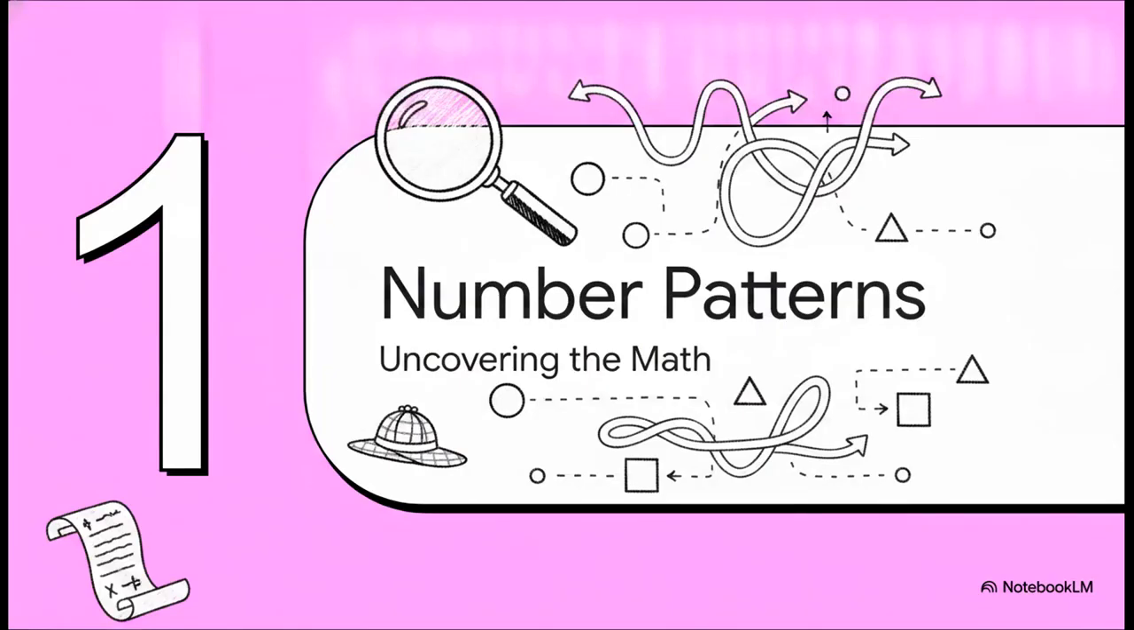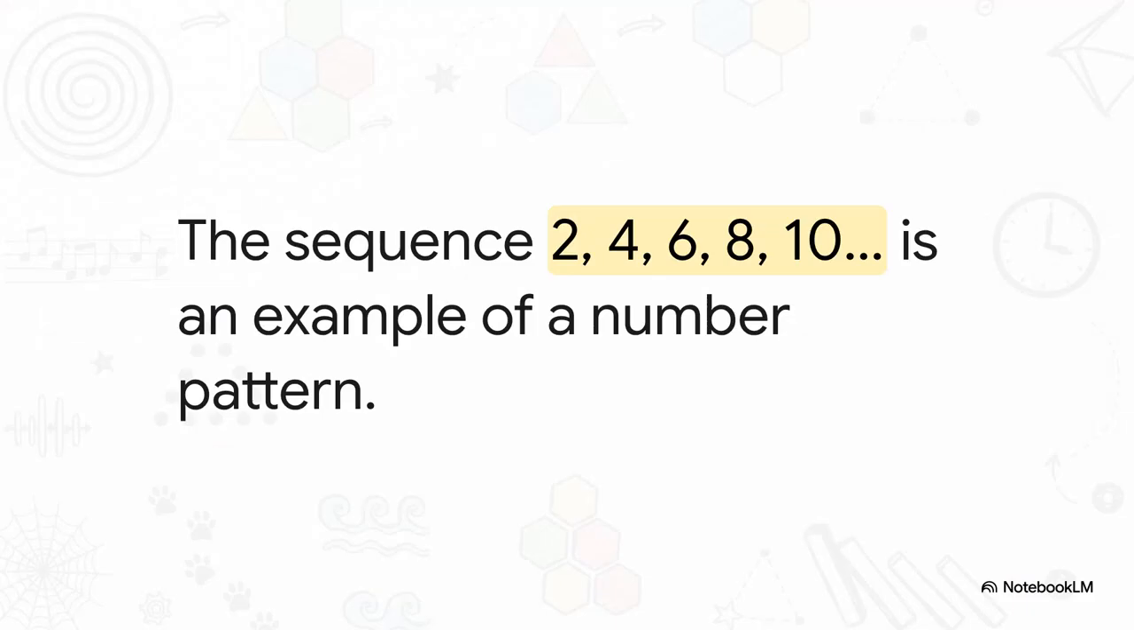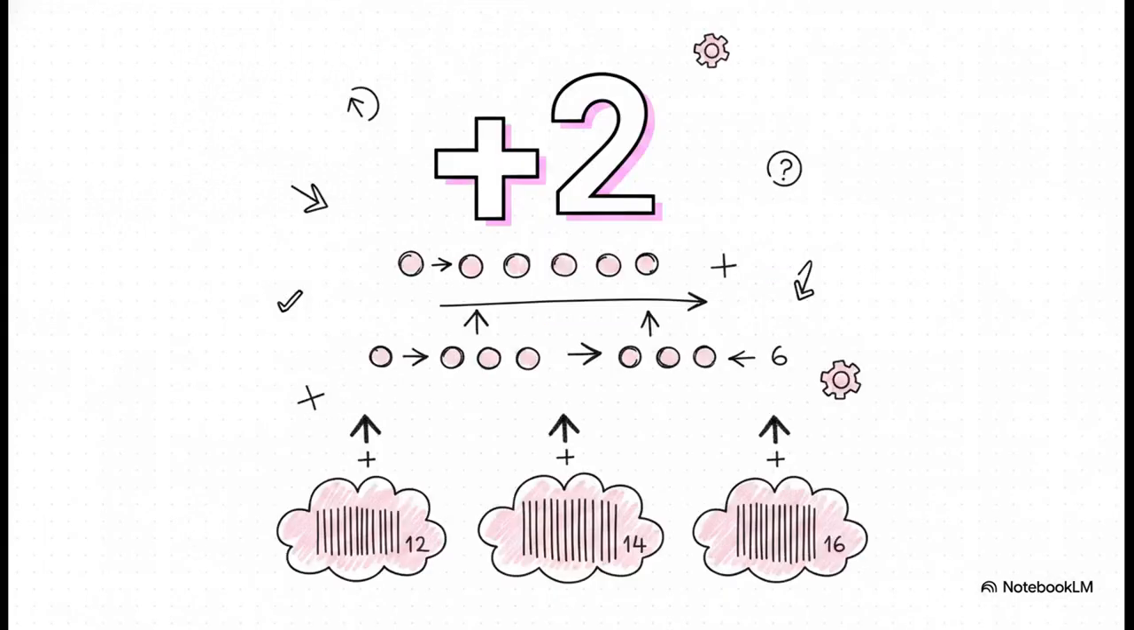Section 1. Number Patterns. Uncovering the Hidden Math. Let's look at this sequence of numbers. 2, 4, 6, 8, 10. And it keeps going. Look really closely at the mechanics here. What exactly is happening? How are we getting from one number to the very next one? And this brilliantly illustrates our very first rule, +2. Every single time, we are simply adding 2 to the previous number.